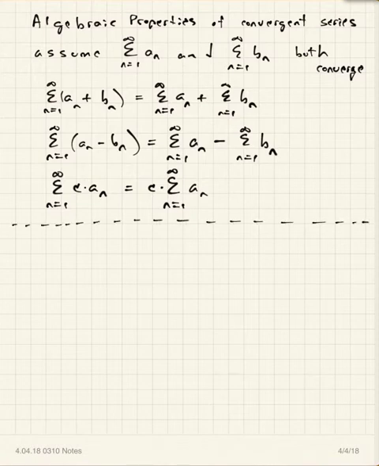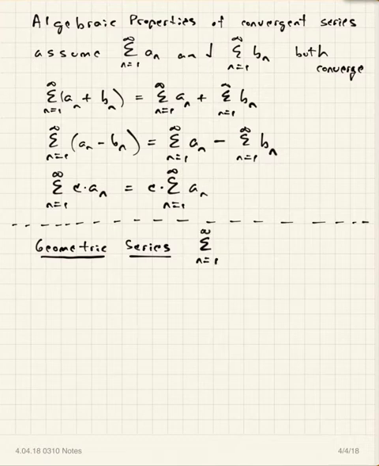So now let's talk about our first actual category of series, and we call this a geometric series. And a geometric series is generally a series that can be written like this. The sum as n goes from 1 to infinity of a times r to the n minus 1. r is a constant, and it is called the common ratio.